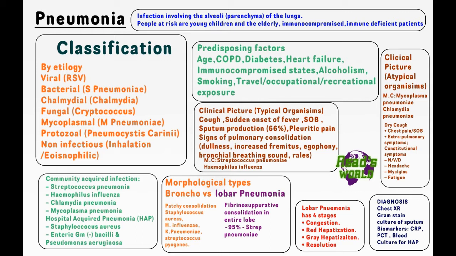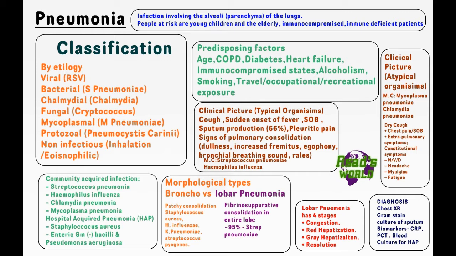And now we have the different ways of classifying pneumonia, and we classify on the basis of etiology, basically the organism that causes them or how we acquire them. So in the etiology we can have viral, most commonly respiratory syncytial virus, bacterial, most commonly Strep pneumoniae. I have listed only the most common causative organism from each group. Fungal is Cryptococcus, Mycoplasma pneumoniae, protozoal Pneumocystis carinii, and non-infectious: inhalation or eosinophilic.